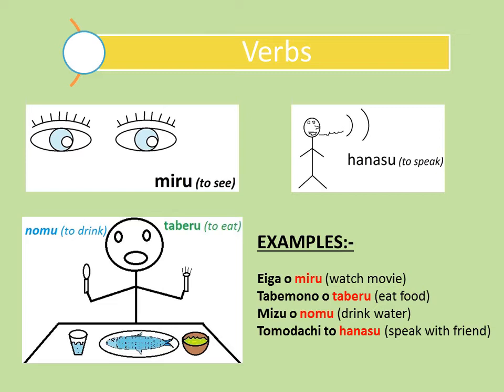Tabemono means food and taberu is to eat. And the o that we are using, that is a particle. We will be learning very soon about it after a few slides. Next we have mizu o nomu. Mizu means water, nomu means to drink. So mizu o nomu means drink water. Next we have tomodachi to hanasu. Tomodachi means friend. To means with, a particle, and hanasu means to speak. So tomodachi to hanasu means speak with a friend.